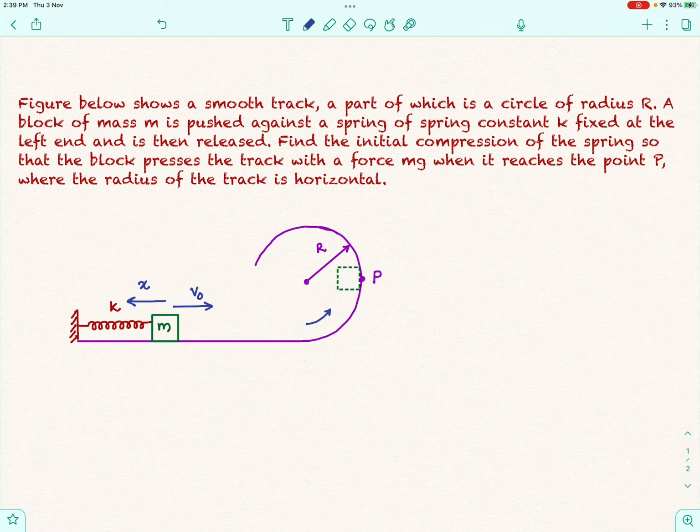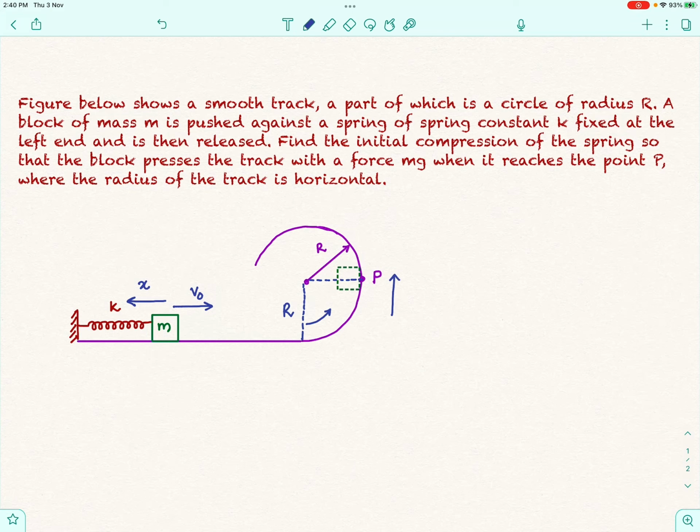As it moves up the track, it will lose its kinetic energy at the expense of the potential energy that it will gain as it moves up, as it gains height. In fact, if we look at the point P, which is at the same level as the center of the circular track, understand that the point P is at a distance r above the horizontal level, so the block would have gained some potential energy here and would have lost some kinetic energy in the process, right? But understand that since the track is absolutely smooth, the conservation of energy principle is applicable, right? So, this is the first part.